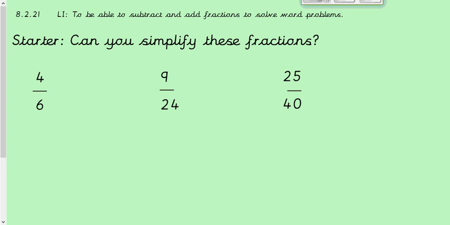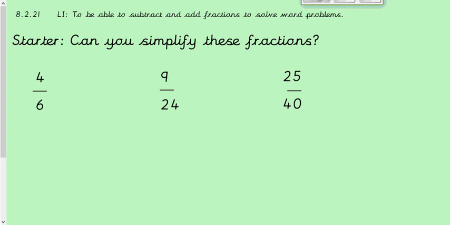Today we're going to carry on with subtracting and adding fractions, but before we go into that, can you please simplify these fractions? So remember, by simplify, it just means make them as small as you can, or make the numbers in the fraction as small as you can. So you've got to use your times table in order to do this. Have a go, and then we'll go through what you could have simplified them down to in a minute.